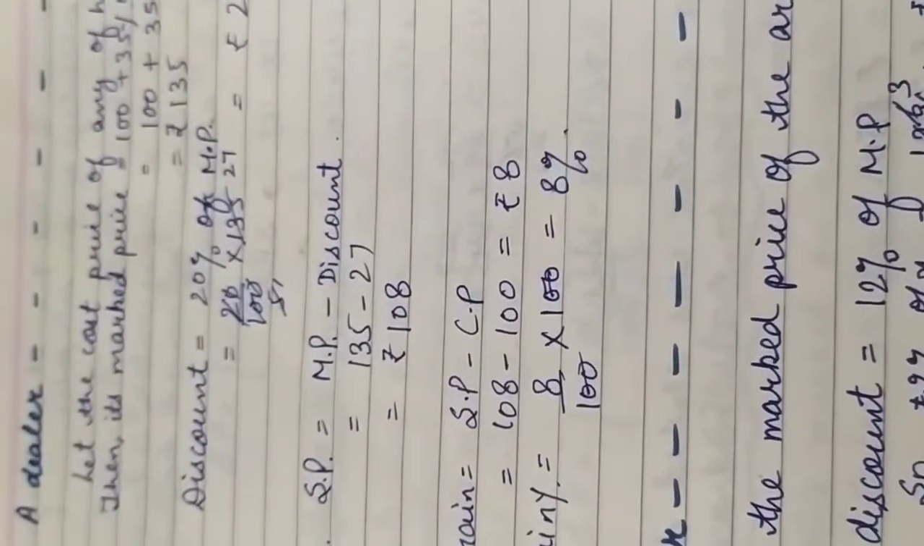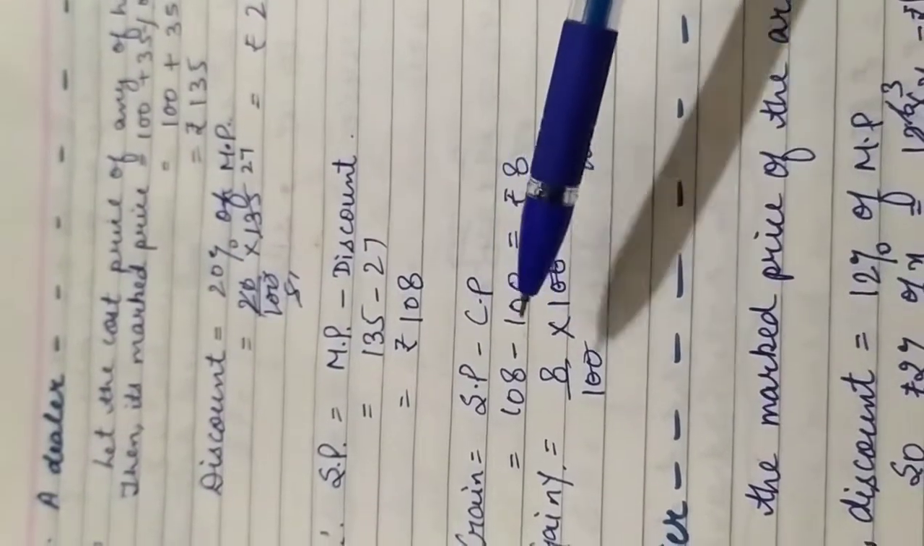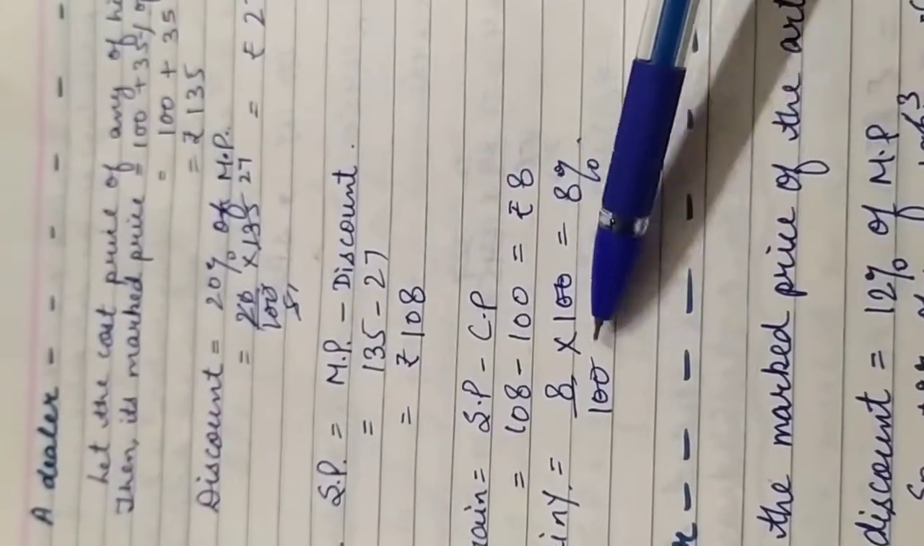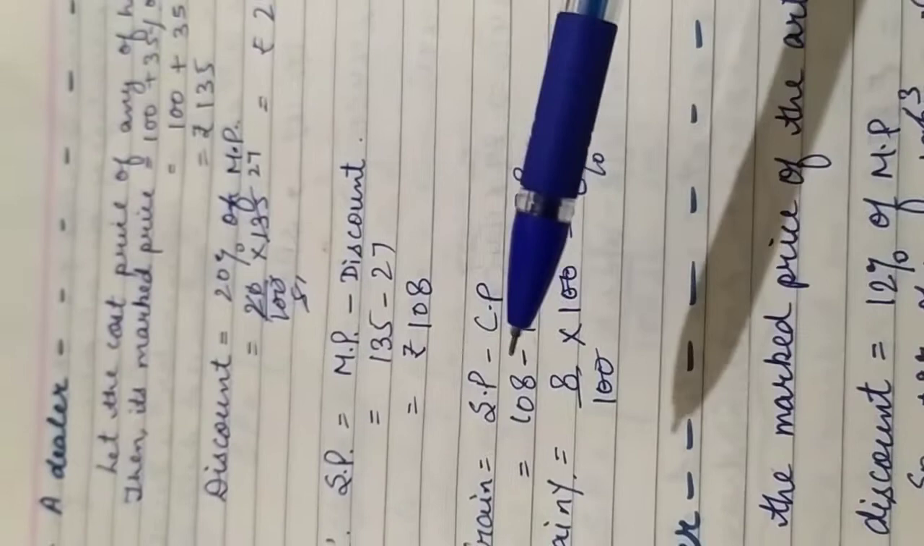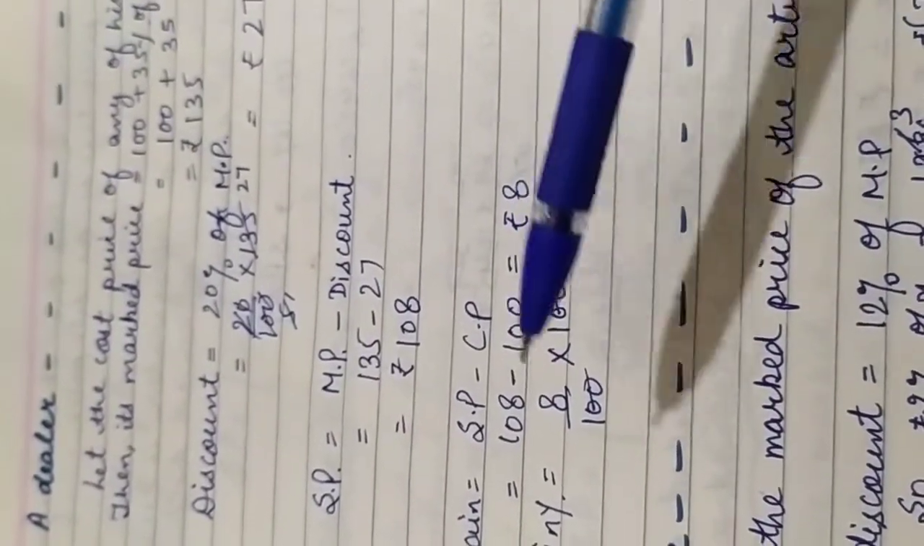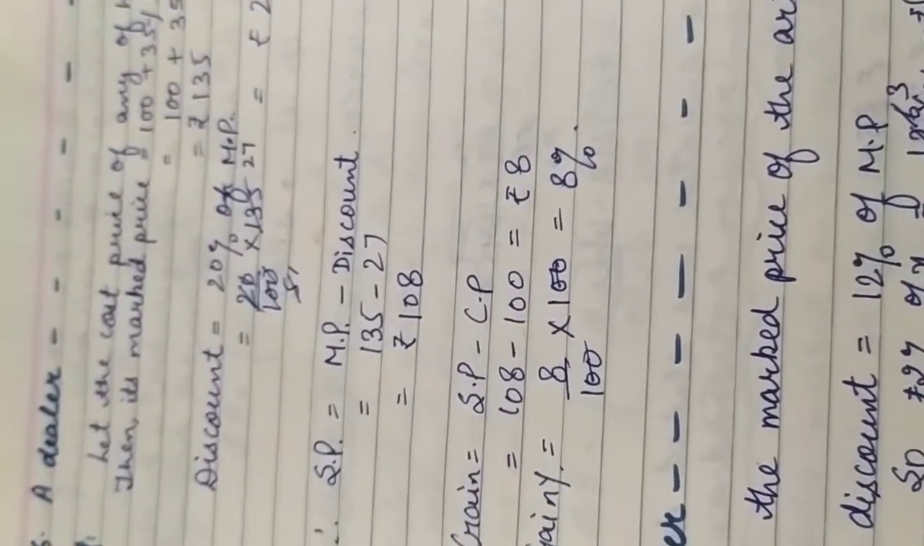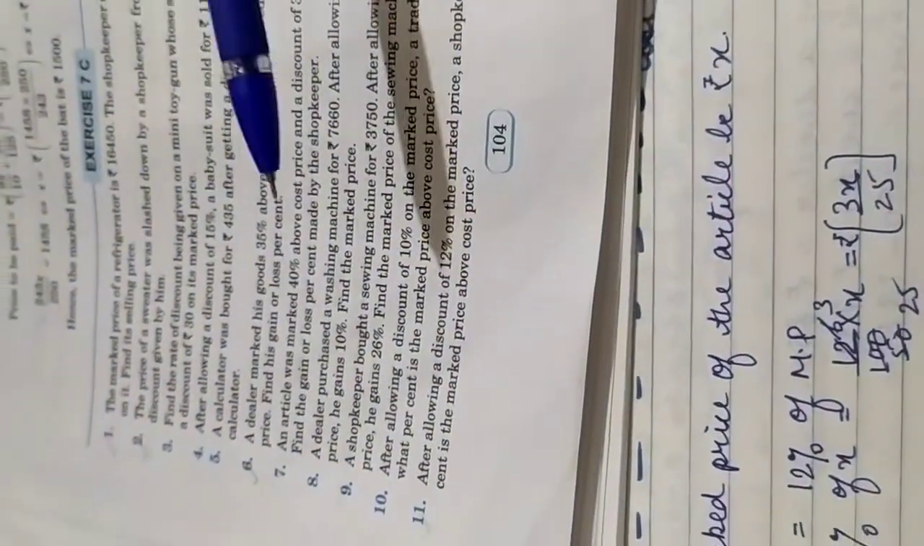Now to find the gain percent, because in question it has been asked gain percent. So 8 upon 100, because 100 is the cost price, the formula is gain upon cost price into 100. So cost price is also 100. So 100 to 100 will be cancelled. Then we have 8% as a gain percent. Alright. Now see the 11th question of your book.